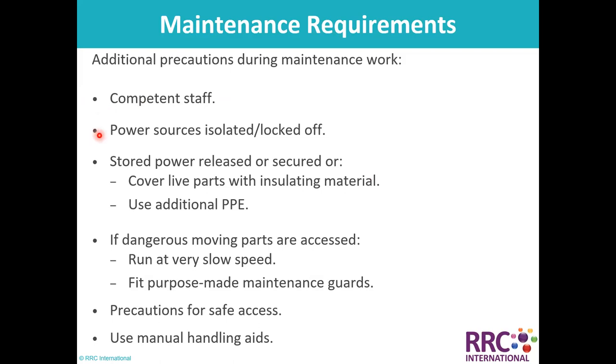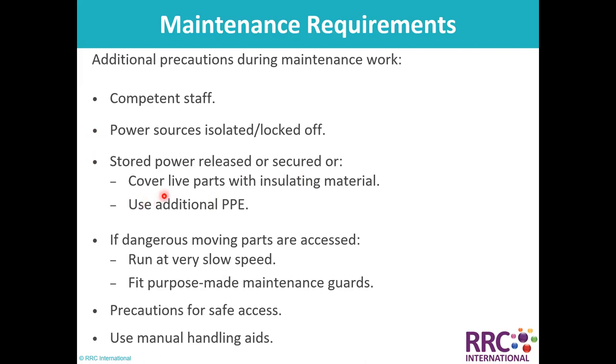Then the next is power sources isolated or locked off or tagged out properly. Isolation should be there, because we are working on some parts of the plant, and the remaining parts on which we are not working might be in the running position. If those parts are running, then our machine on which we are working should be isolated from the rest of the plant. Otherwise, the output of the other side may become the input of our machine, and that would be hazardous for us. The next is stored power must be released or secured.